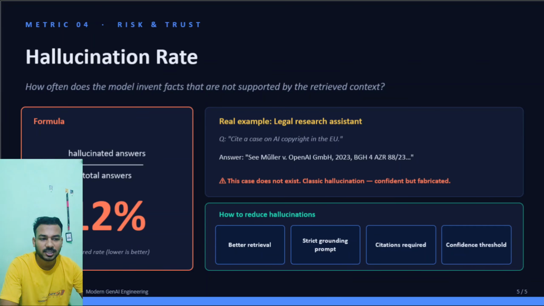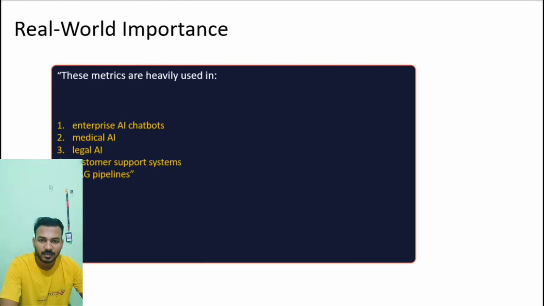Now let's understand the real-world importance of these metrics. In most enterprise AI chatbots, these metrics are heavily used, like medical AI, legal AI, customer support systems, and RAG pipelines. These metrics are really helpful to evaluate the performance of GenAI applications or your chatbot. If an AI sounds confident, that doesn't mean it's correct, and that's why evaluating RAG systems has become one of the most important parts of modern GenAI engineering.